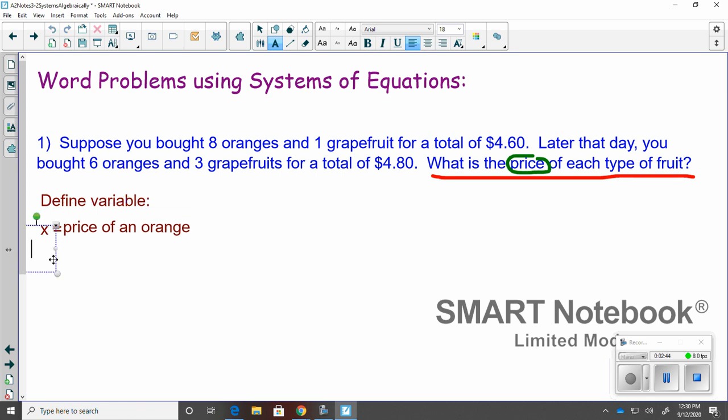Okay, the second variable in this problem, I'm going to use the letter Y. And again, you can change the letters, whatever you want to do. This is just usually common. And we're going to let Y stand for the price of a grapefruit.